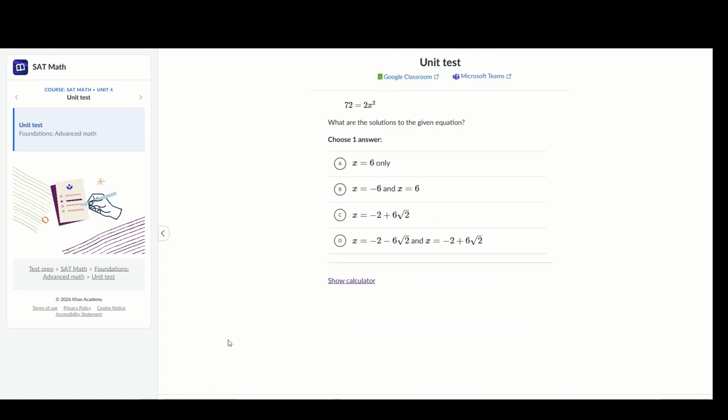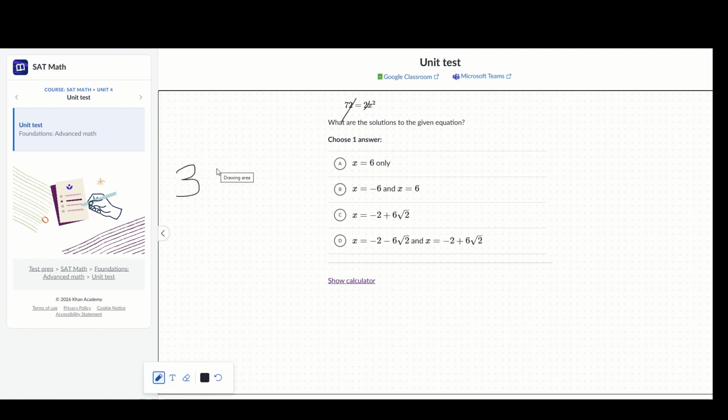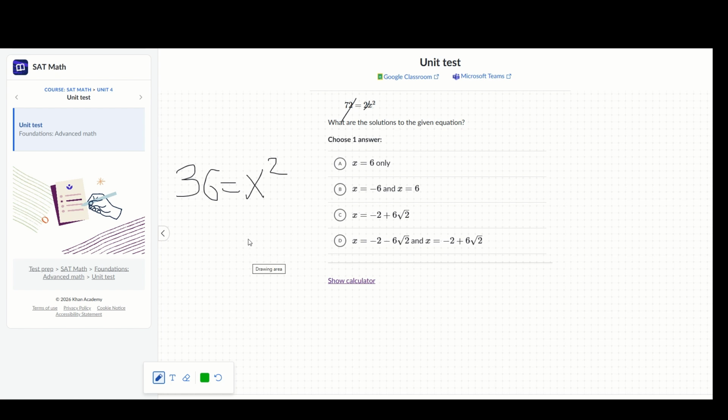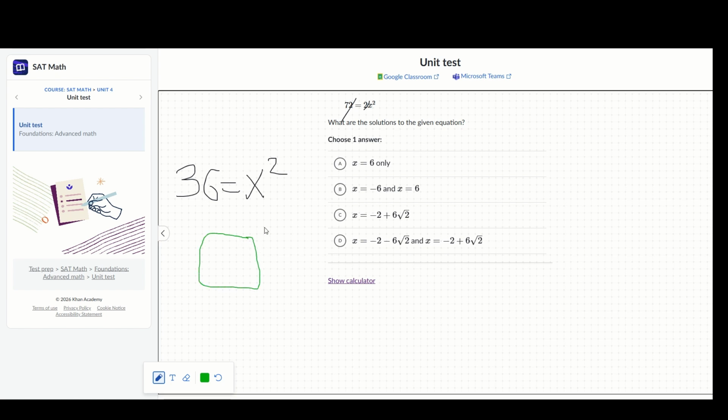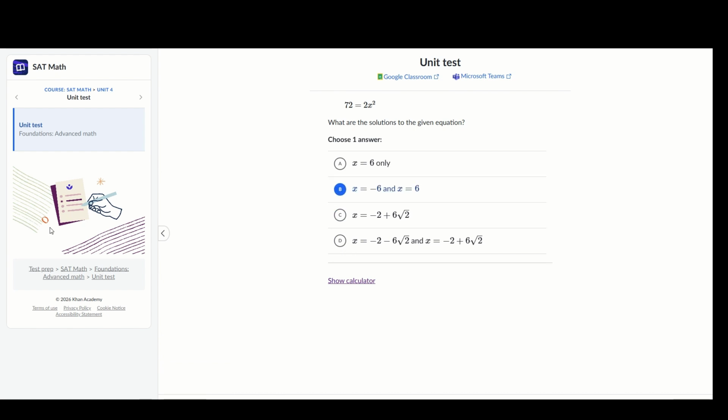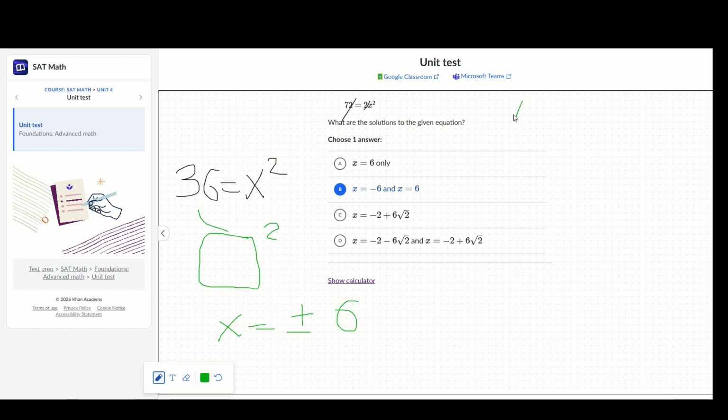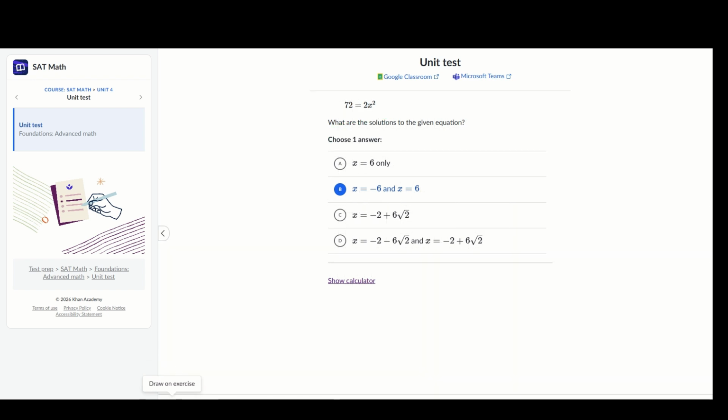Yes. Next. Okay, let's divide it by 2. We get 36 equal to x squared. Can you guess a number, any number, that if we square it, we get this? It is minus or plus 6. If they gave a condition, here we would get 6. But I don't see any kind of condition here, so I will get both answers.